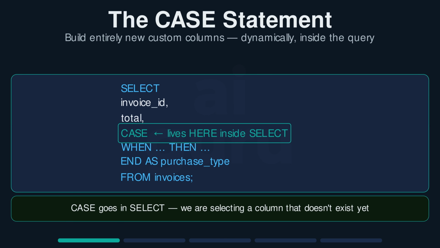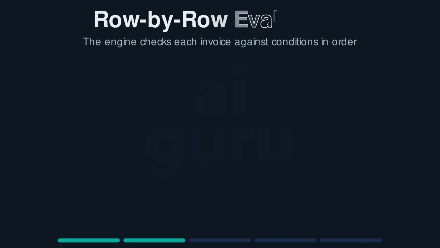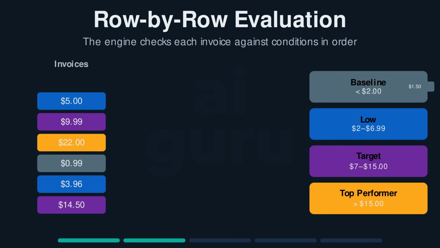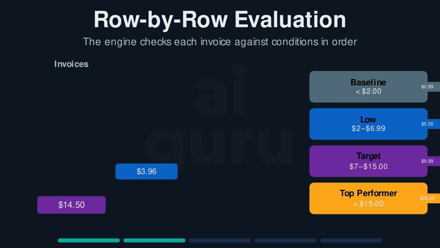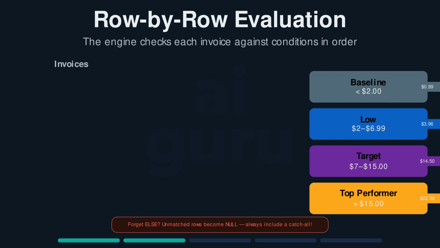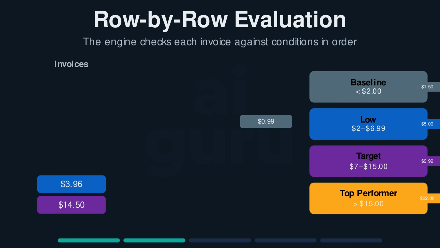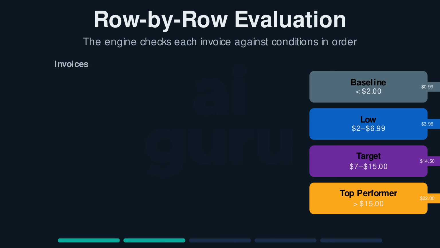Yeah. If an invoice is under $2, they want it labeled as a baseline purchase. Between $2 and $6.99 is a low purchase. Between $7 and $15 is a target purchase. And anything above $15 is a top performer. So we are categorizing continuous numeric data into discrete buckets. The CASE statement is designed perfectly for this.